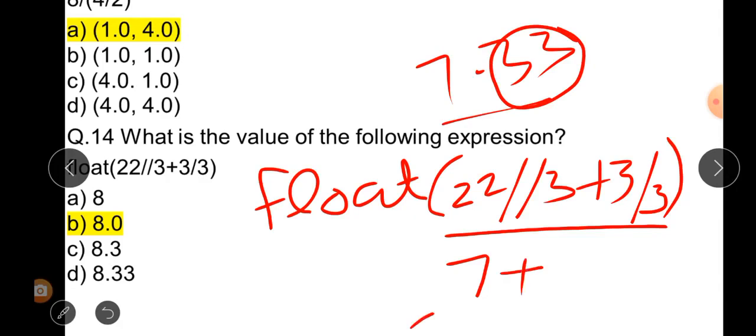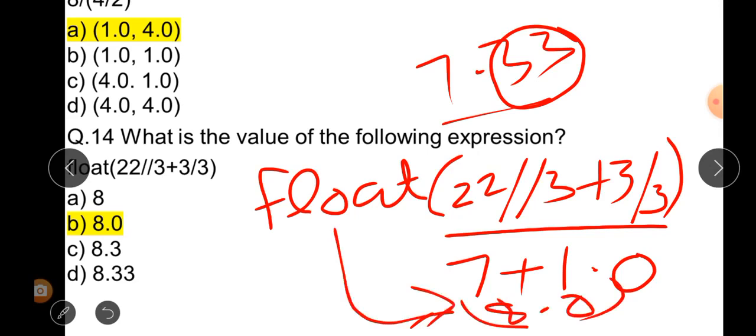And when we talk about the second part, 3 divided by 3, the answer is 1.0. As we know, when the division operator is used, the answer is always a float value. And when we add an integer and a float value, the answer is again a float value, so our answer is 8.0. Now 8.0 is again converted to a float value. It is already a float value, so the answer is 8.0. That means B is the correct answer.